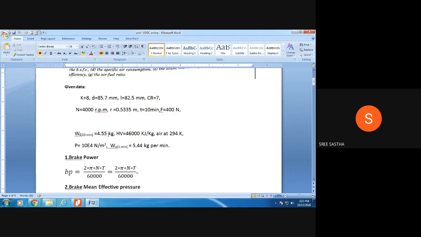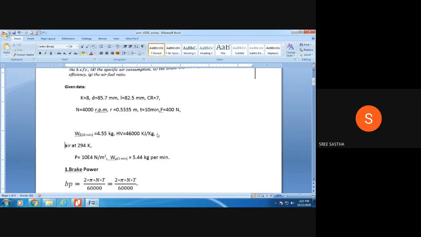Now see, for that fuel, what is the heating value? 46,000 kilojoule per kilogram. And air, we are supplying the air. This data is related to air. Okay, and the previous data is related to fuel.